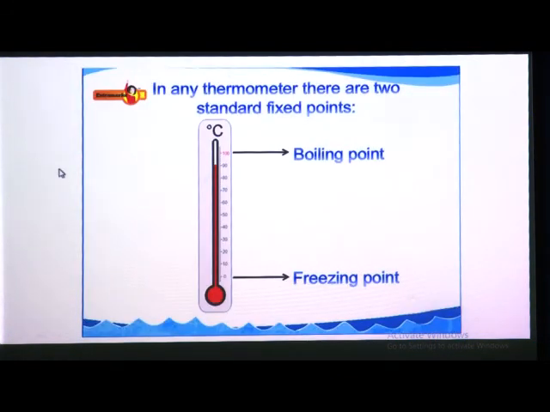In any thermometer there are two standard fixed points. We had learned some parts of the thermometer: the outer part was a glass tube and the inner part was a thin glass tube with some measure units. This is also a thermometer, we are just seeing the inner part of it. Here we have a standard fixed point at 100 degrees Celsius, shown in red, written as the boiling point, and here it is given as 0 degrees Celsius, which is the freezing point.